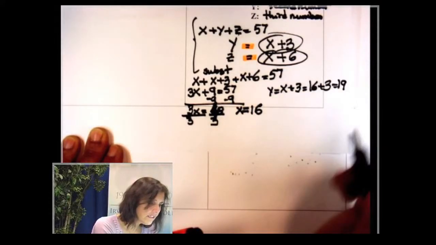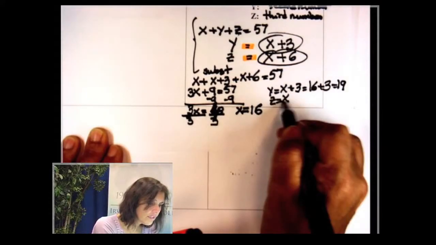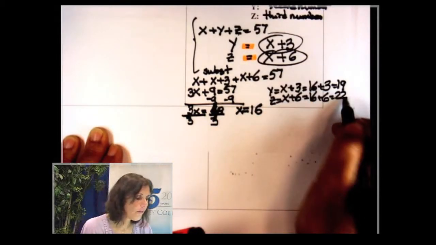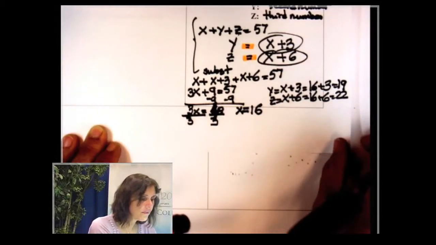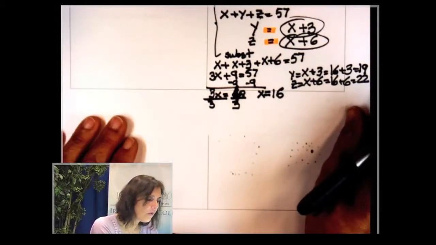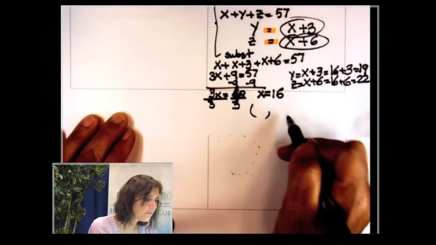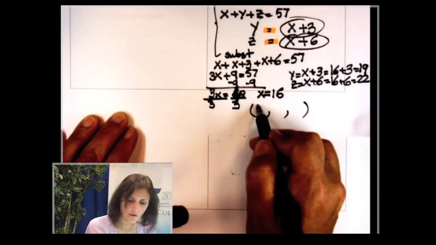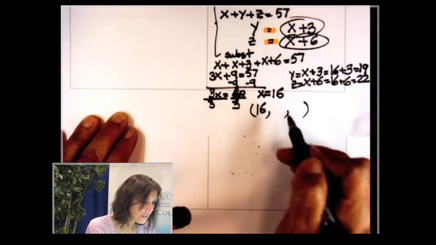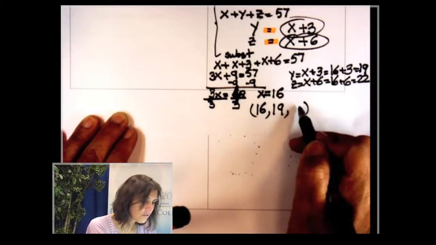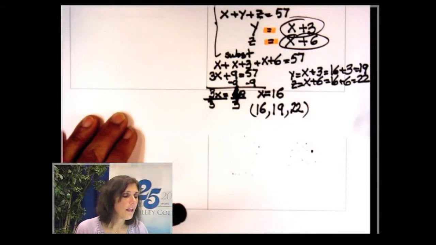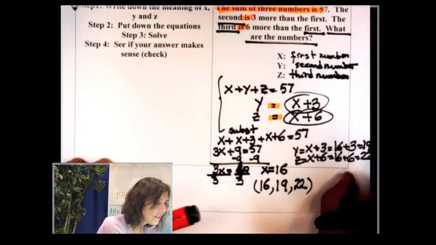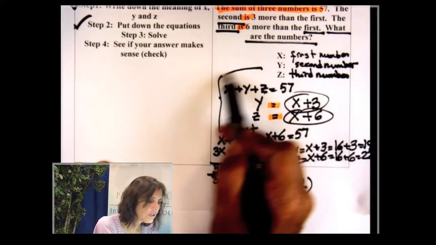And what is Z? Z is 6 more. So it is 16 plus 6. And that's 22. All right, so let's write down the answer. The answer is then, I'll put it as a triplet, X, Y, and Z. X is 16, Y is 19, and Z is 22. Now, I put down the equations right here in step 2. This is putting down the equations.